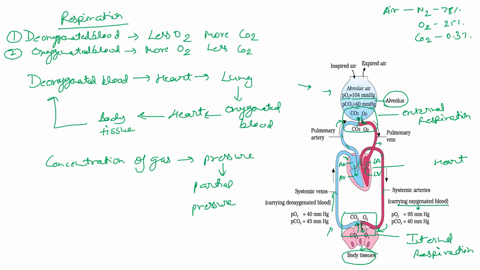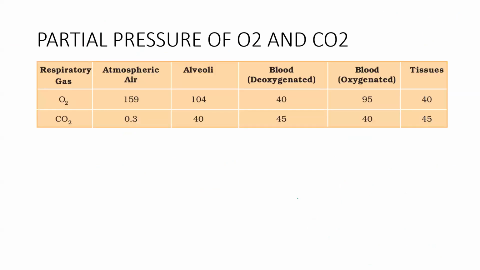So in oxygenated blood, oxygen is 95 mmHg and CO2 is 40 mmHg. In deoxygenated blood, oxygen is 40 mmHg and carbon dioxide is 45 mmHg. Here is the partial pressure table of O2 and CO2 given in NCERT. First, O2: atmospheric air 159, alveoli 104, deoxygenated blood 40, oxygenated blood 95 mmHg oxygen, and in tissue 40 mmHg.